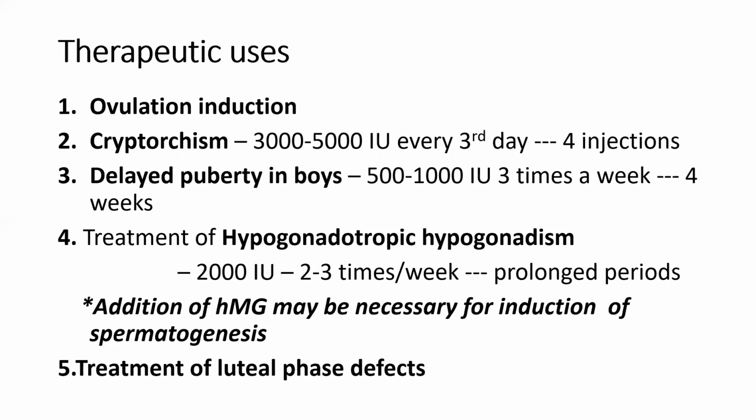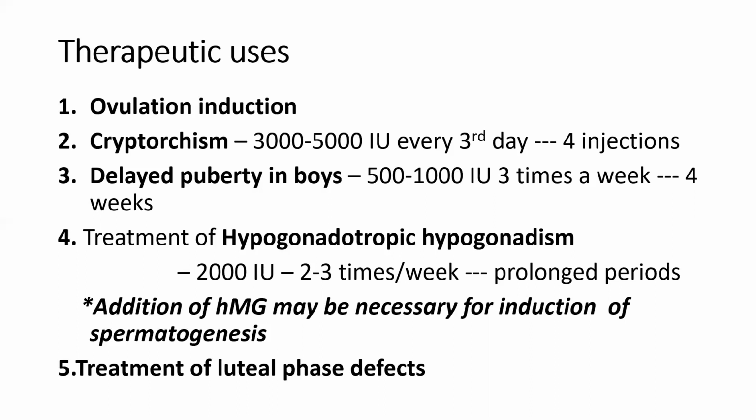For undescended testes, the testes have to descend into the scrotal sac. If they don't descend, if they stay in the abdomen, they will get destroyed and will lead to infertility. So for this, human chorionic gonadotropins are given in the dose of 3,000 to 5,000 international units every third day, up to 4 injections.